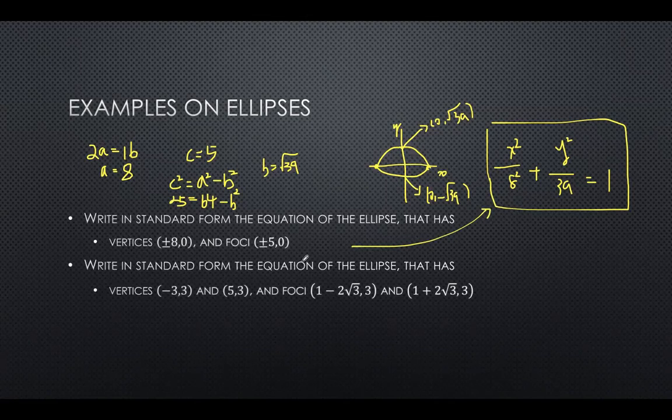As for the second question, now the vertices are on neither the x-axis nor the y-axis, so that means the center is not at the origin. So first you have to find the center. The midpoint between minus 3 and 5 is 1. So the center is at 1, 3.